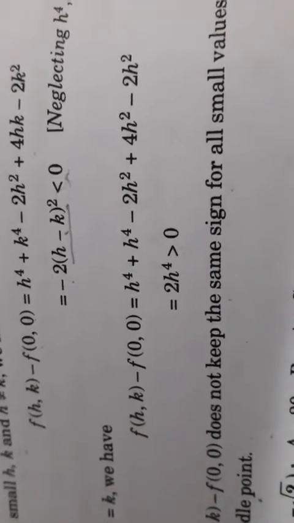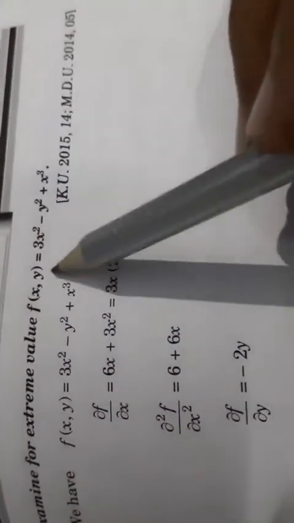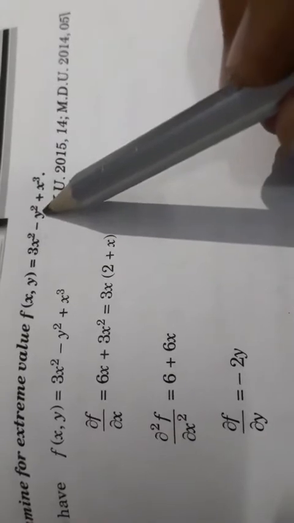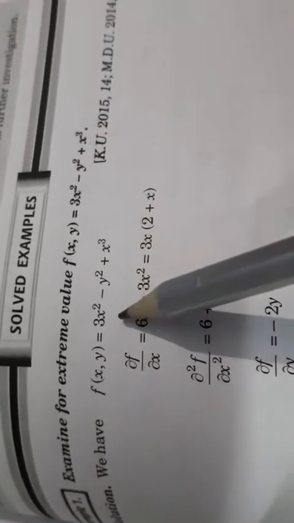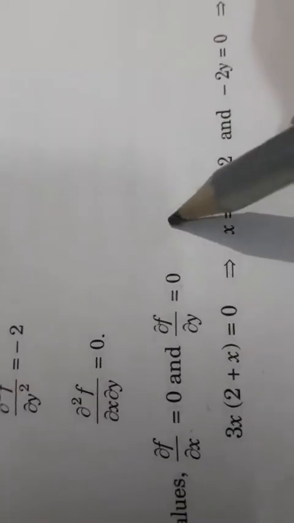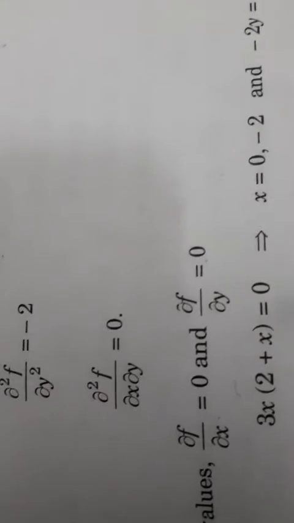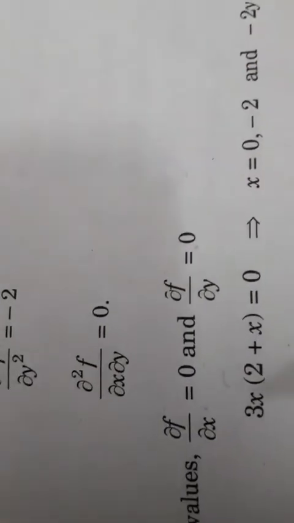Now let us do one more example. The function is given as 3x square minus y square plus x cube. Now we are to determine the extreme value of this function. First we find the partial derivative of f with respect to x and the partial derivative of f with respect to y. Setting these two partial derivatives to 0 gives the points where the extreme value is to be checked.